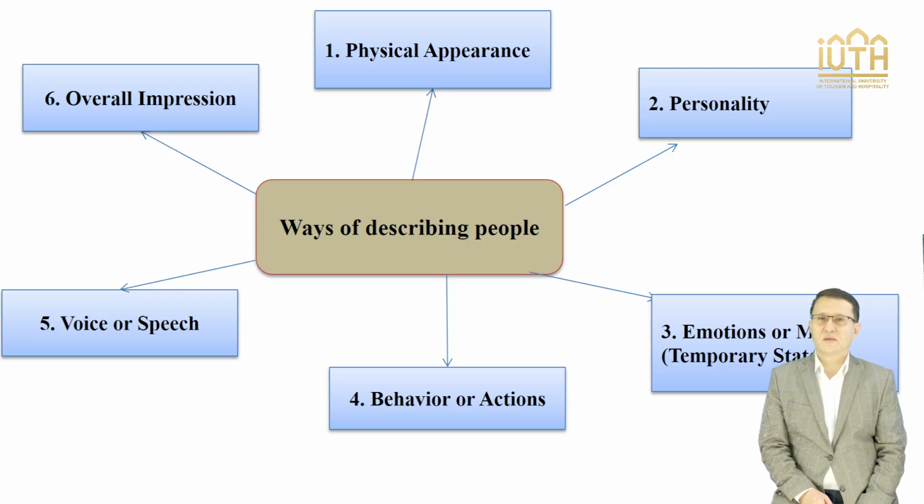Second, personality. This refers to what kind of person they are on the inside. Their character, how they think or behave. You might describe positive traits: kind, honest, generous, outgoing, hardworking. Negative traits: selfish, rude, arrogant, lazy, shy. Example: he's a calm and thoughtful person who always helps others.